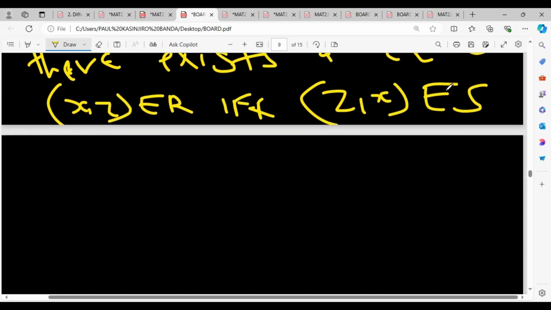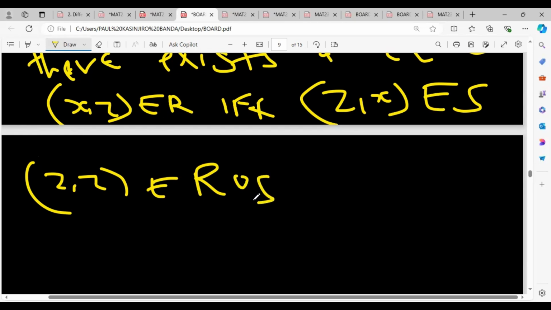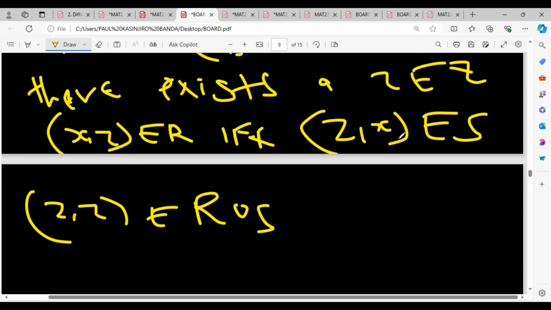From this we know that (Z, Z) will be in the composition. So (Z, Z) will actually be a member of the composition R of S, and we can see it from here. If I start from Z in S here, Z is mapped to X, and then this same X here is mapped back to Z. Meaning (Z, Z) is actually a member of R of S.